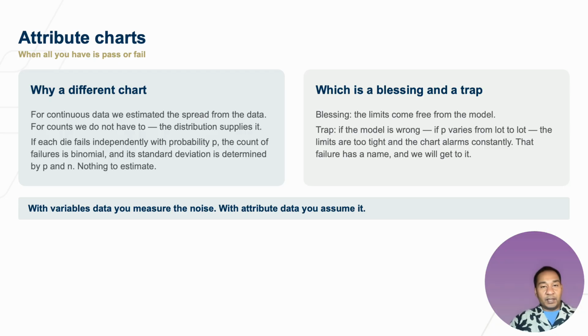Now the trap, which is a blessing and a trap in the same breath. The blessing: the limit falls out of the model with no extra data. The trap: if the model is wrong, especially if p varies from lot to lot rather than being a constant, the limits are too tight and the chart alarms constantly on a healthy process. That failure has a name, and we will get to it, and it's extremely common. With variables data, you measure the noise. With attribute data, you assume it.